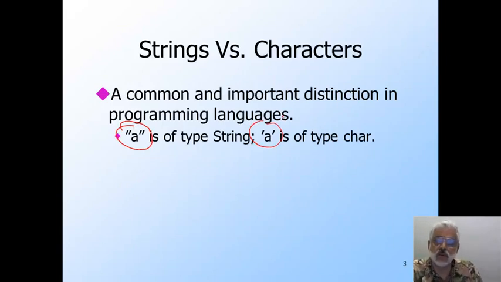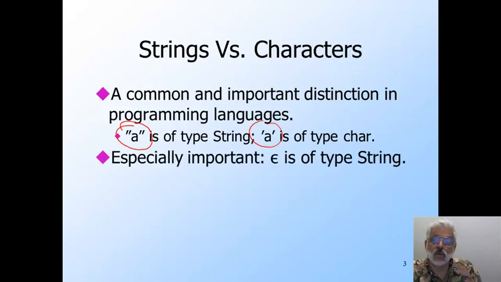The distinction is most important when the string is of length 1, because then it looks just like a character if you don't do something like double quote it to indicate its type. Most importantly, epsilon is the way we represent the empty string. In most languages, the way to represent the empty string is by double quotes with nothing in between them, like this.